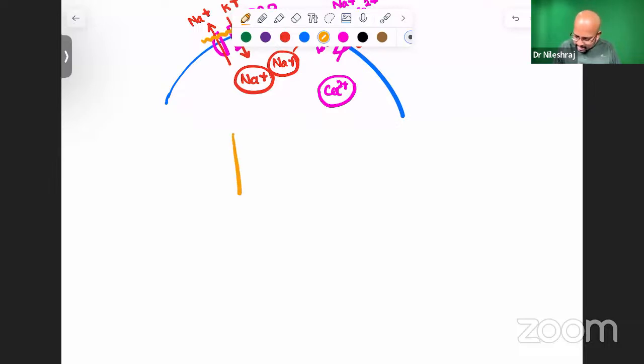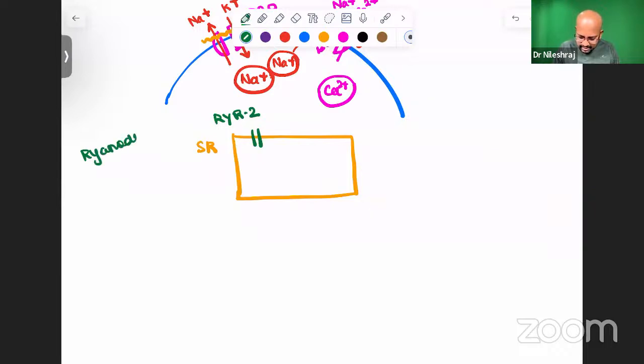we have the sarcoplasmic reticulum. On the sarcoplasmic reticulum, there will be two separate kinds of transporters. The first one is called the ryanodine receptor, RYR type 2 receptor. The second one is called SERCA.